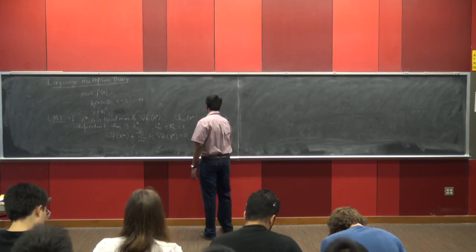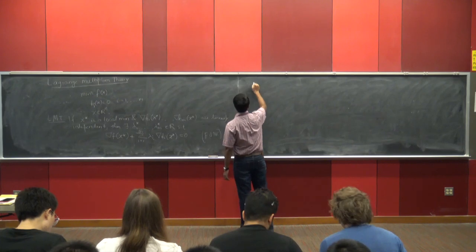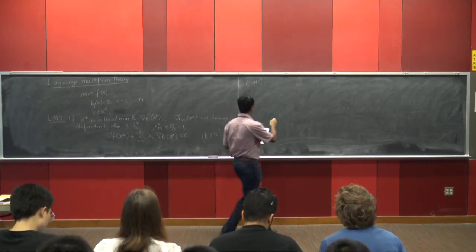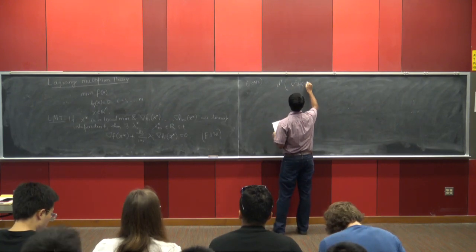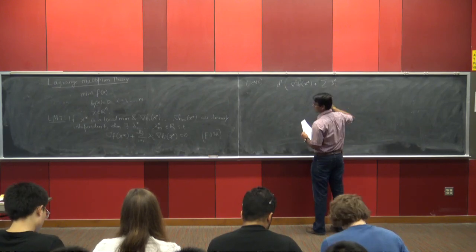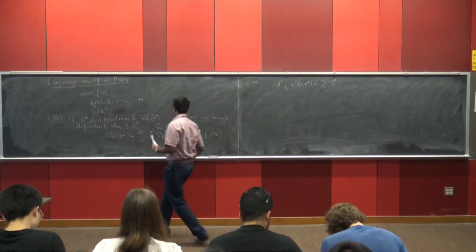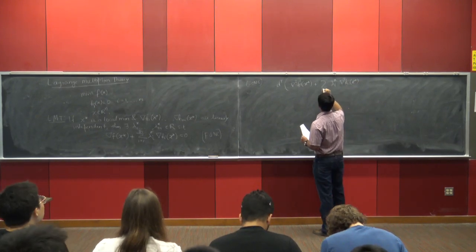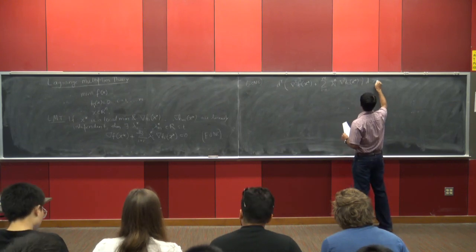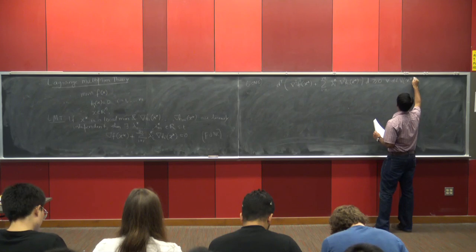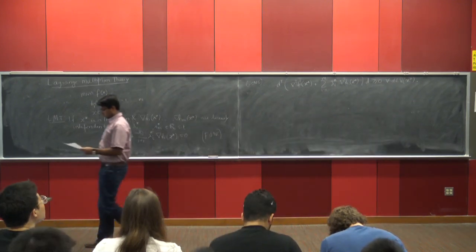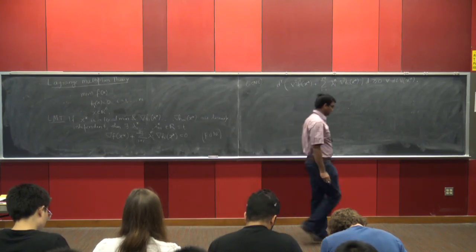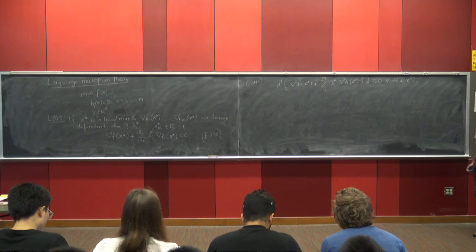So this is my first order necessary condition. The second order necessary condition is that D transpose lambda I star... Okay, so we have first order necessary condition and second order necessary condition here.